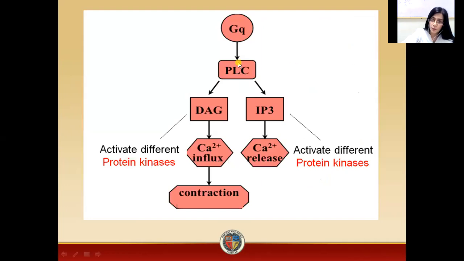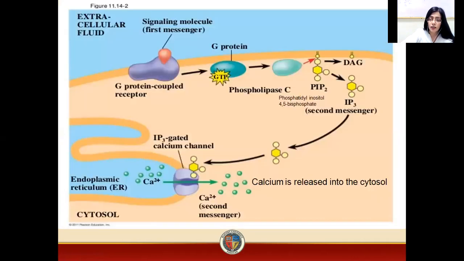Now, this figure is representing that activation of Gq protein will result in activation of phospholipase C. As a result, there is formation of two second messengers, DAG and IP3, and these will result in activation of protein kinases and influx or release of the calcium. As a result, there will be protein phosphorylation or there will be contraction.